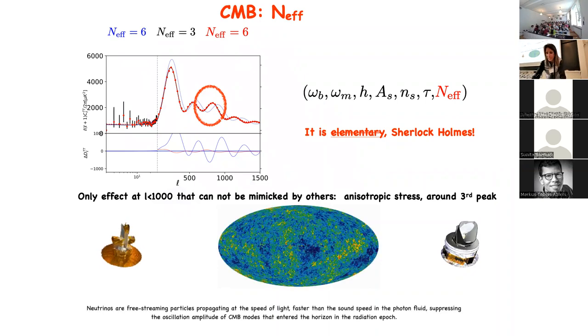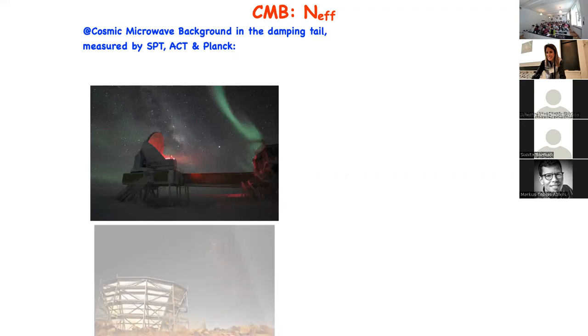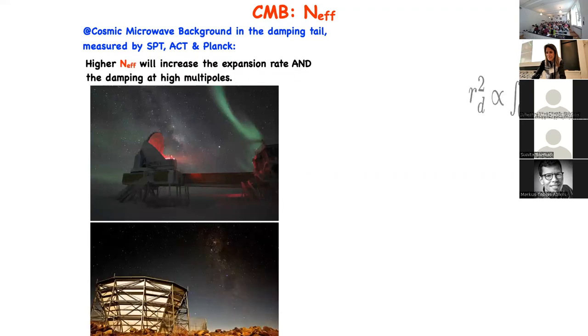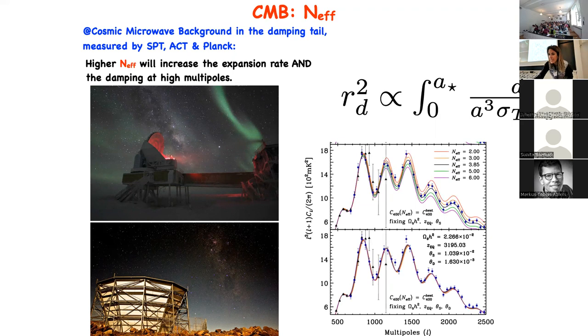Here we have the South Pole Telescope and the Atacama Cosmology Telescope. What happens is that if I increase N_eff, H will increase, and then these modes will be more damped. The diffusion length is increased, so there will be more damping.